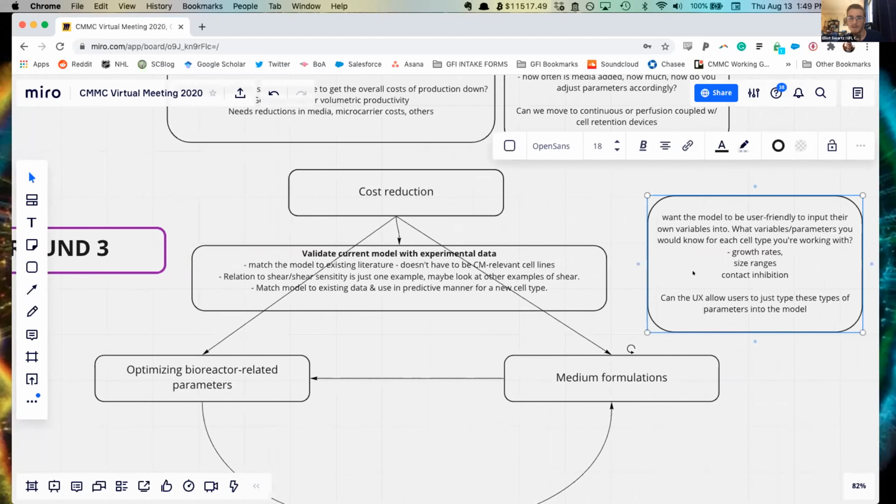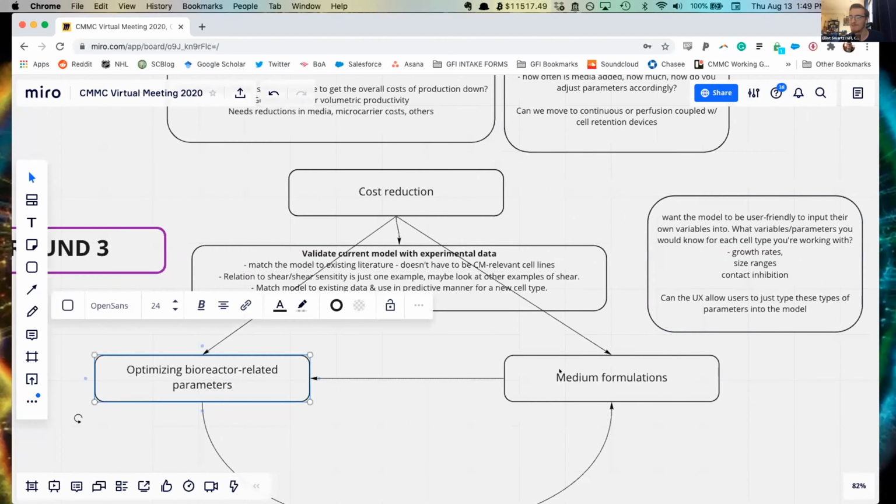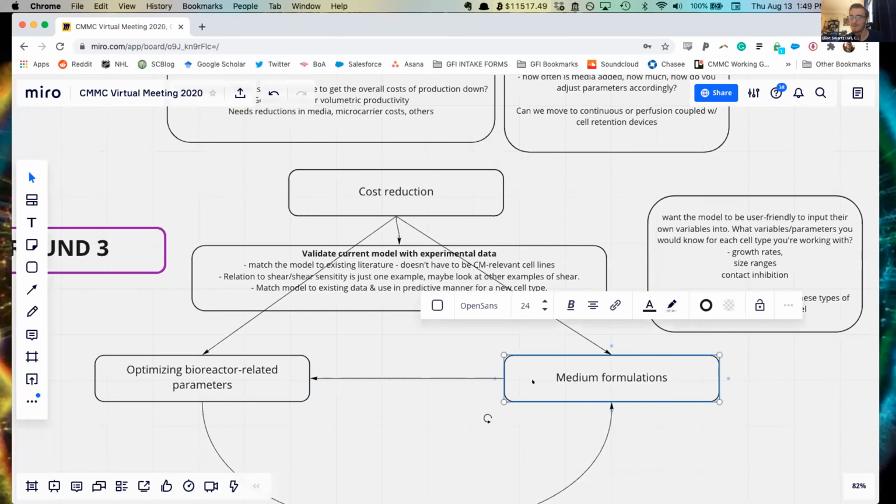And then thinking longer term around the actual usability of the software, and how someone might want to be able to just go in and put in different parameters that they're interested in. So can we get to that point eventually? These were two different large category buckets that I think are the next steps or big areas of focus, but we didn't get into more nuance than that. That's my summary.